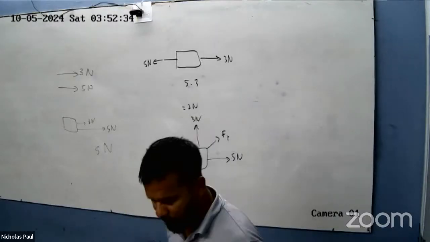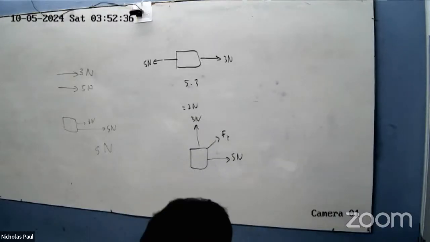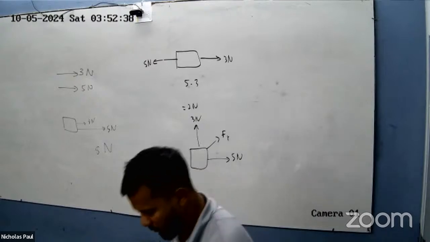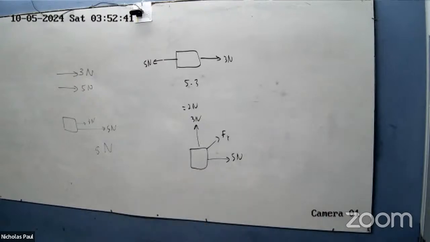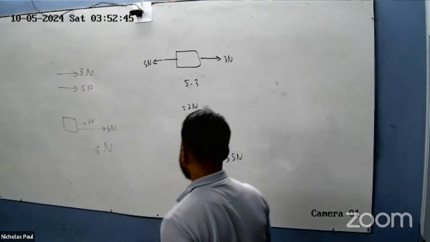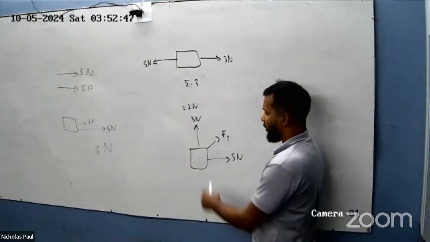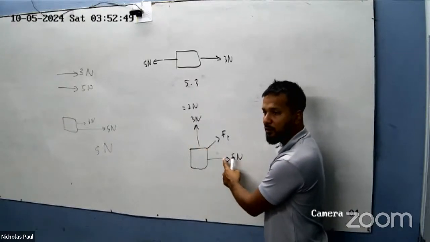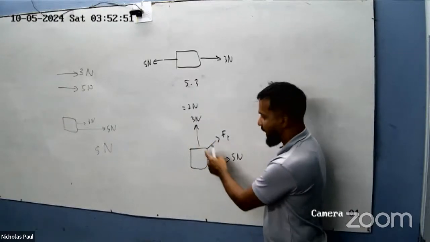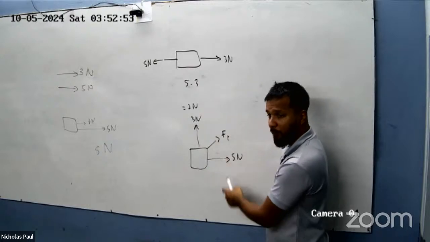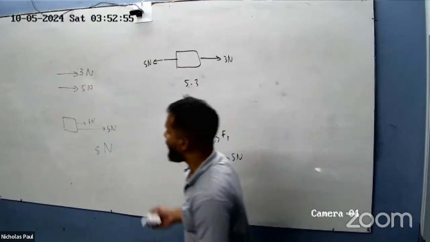In order for us to find the resultant, I want you to take this law down. It's called parallelogram law. So we're going to use parallelogram law to find the resultant of forces like this that have an angle between them.